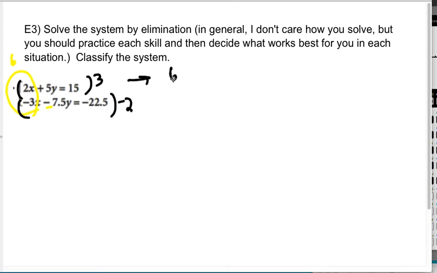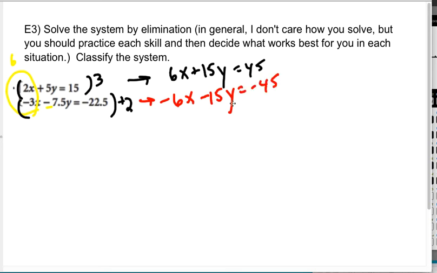So the top is going to end up having a 6x plus 15y equals 45. The bottom is going to end up being, sorry, I didn't mean a negative 2. I think I even said positive 2, but anyway, meant a positive 2. My bad. So it's going to be a negative 6x minus 15y equals negative 45. And when I add straight down, sure enough, I suddenly get 0 equals 0, which is true. So what that means is I'm going to have one of those situations where there are infinite solutions. I just need to find the form of those solutions.